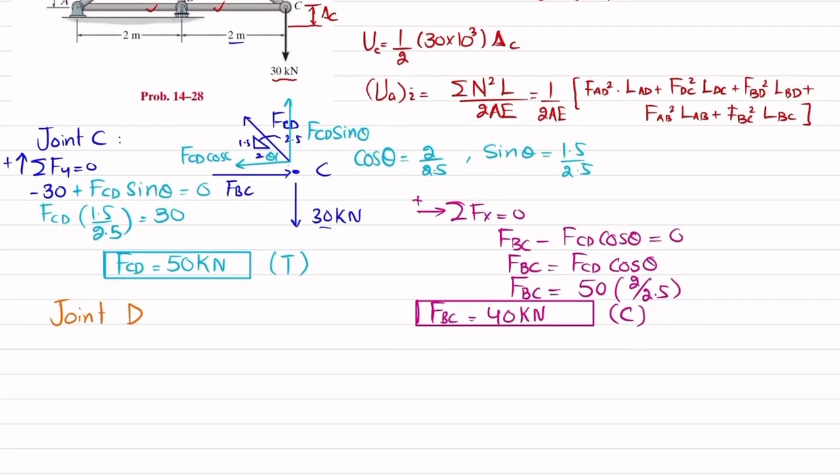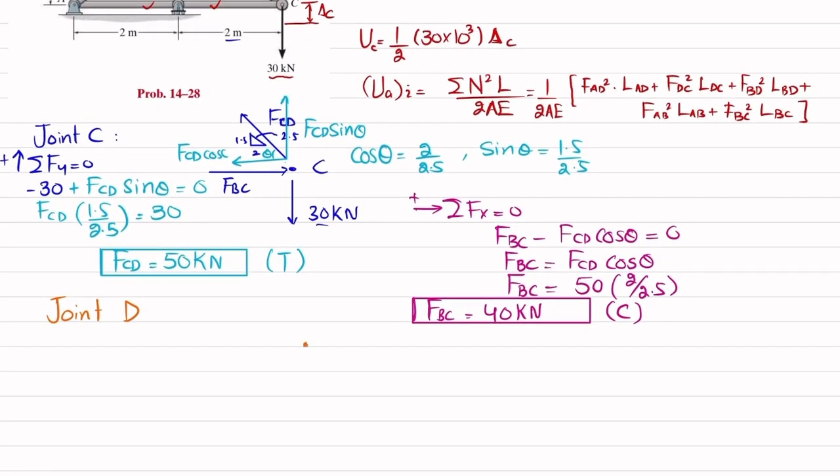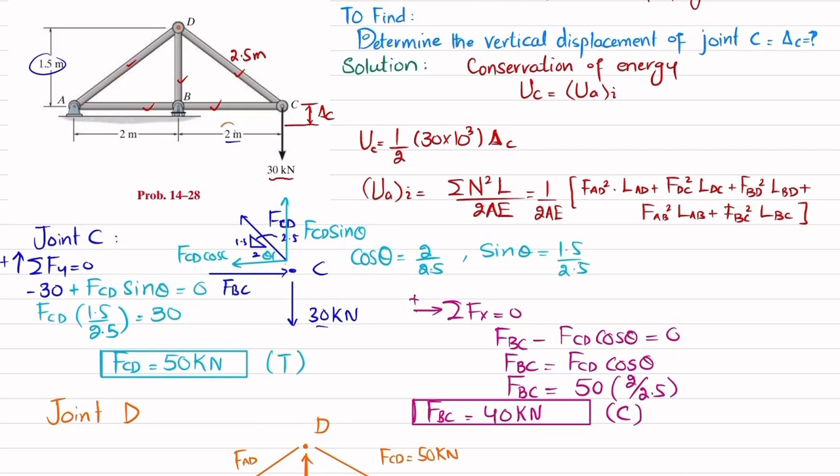You can also assume and do the method of joints at this point. So FBD is in the upward direction. This is FBD, clear. This one member is FCD, which is 50. FCD is equal to 50 kilonewtons, clear. And this FAD is not known.